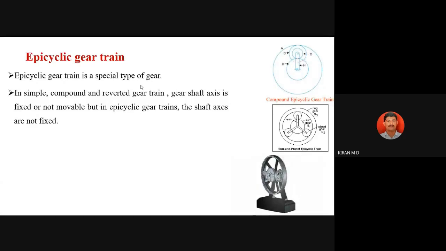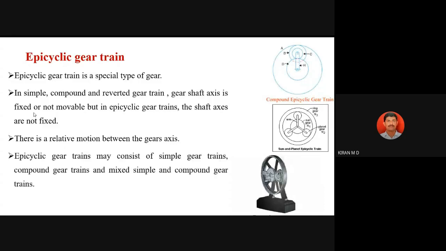The gears will rotate, but in epicyclic gear trains, the axes of the shafts are not fixed. The shafts of the gears will also move. There is relative motion between the gear axes also. I will show the video later.